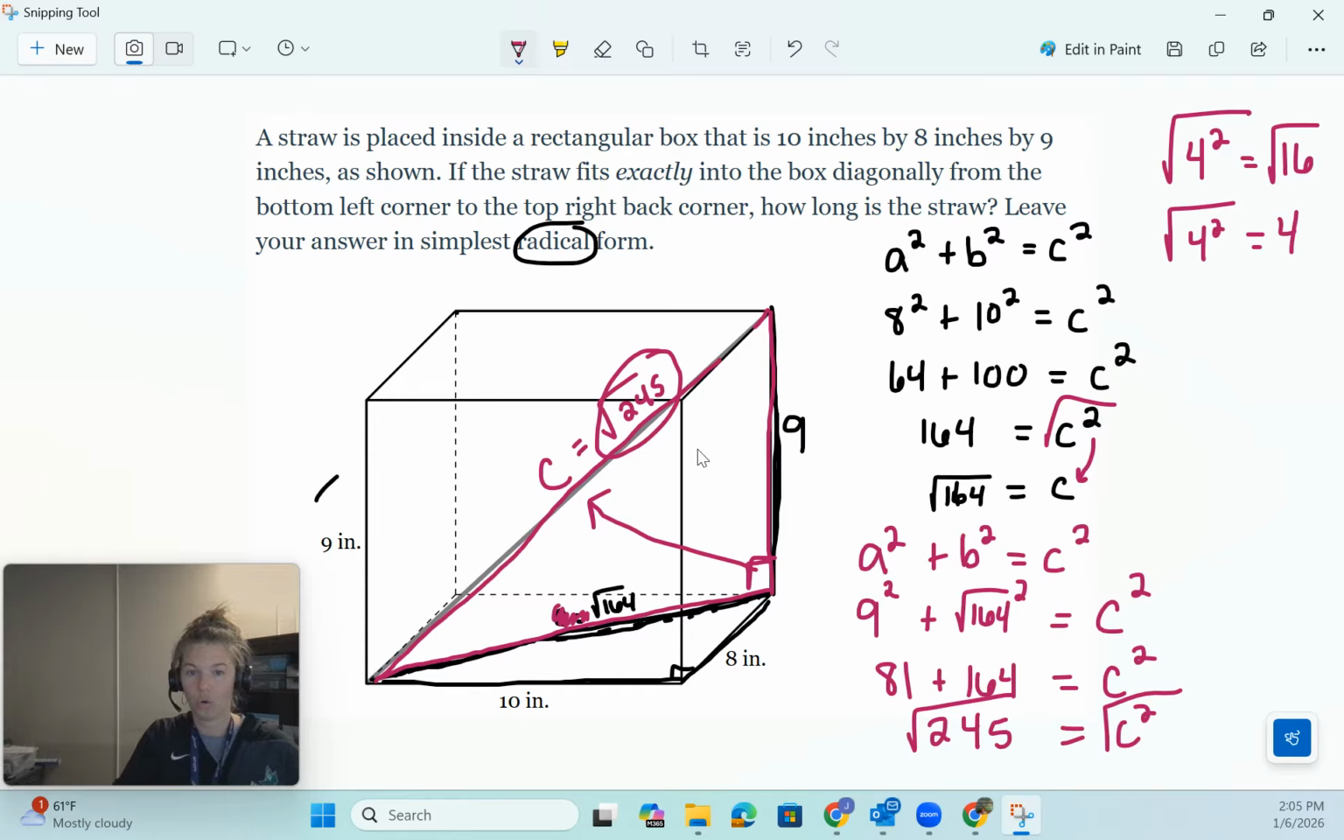So it is a multi-step Pythagorean theorem problem. You have to find the hypotenuse of one triangle and then use that information to apply it to your final triangle. This is definitely a more complex problem, but that is how you would use Pythagorean theorem to find a diagonal through a 3D figure.